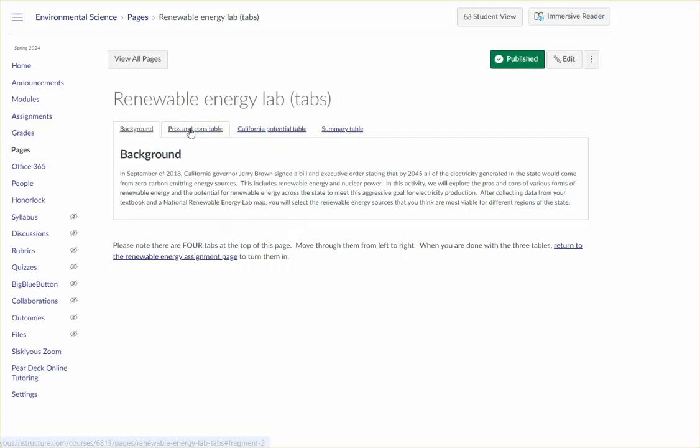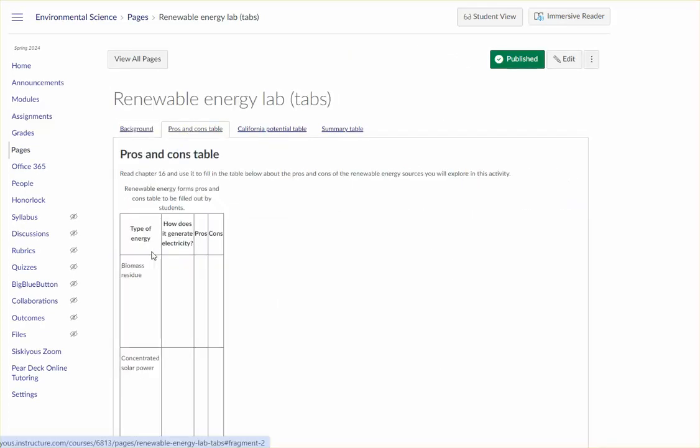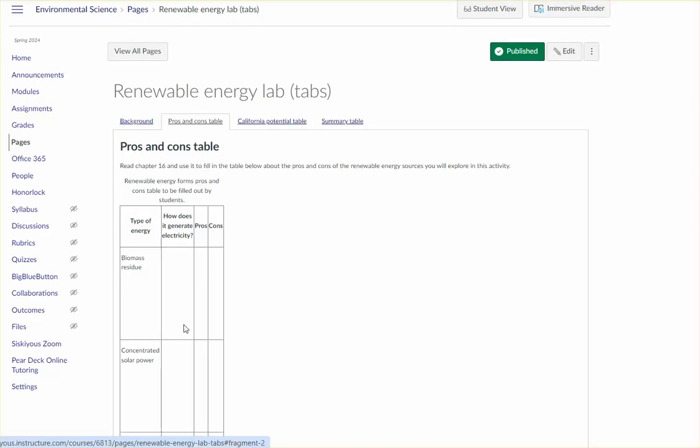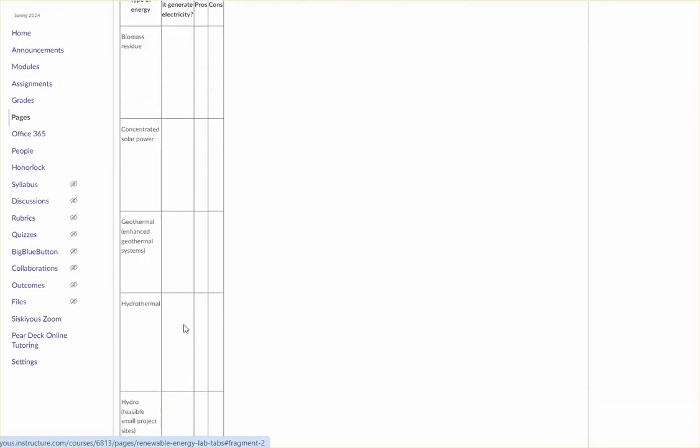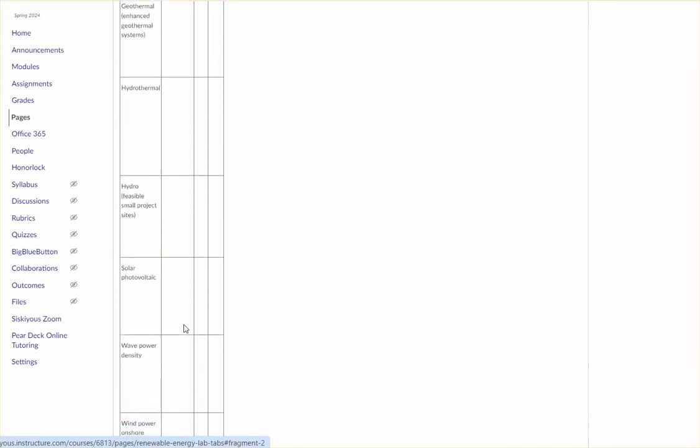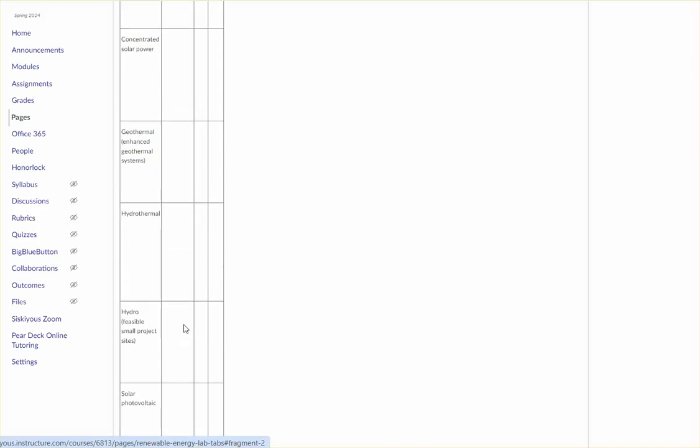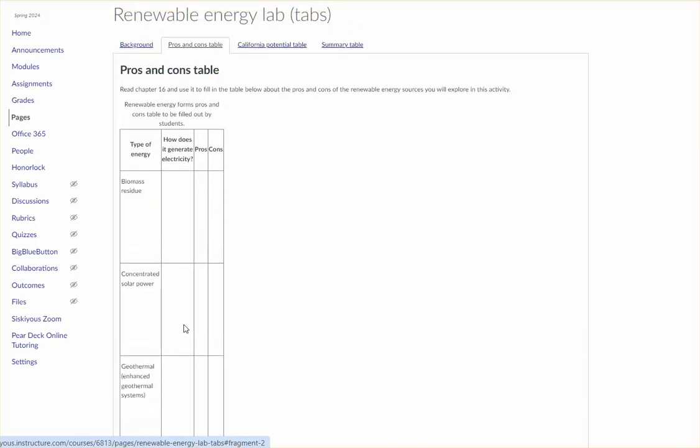You will see a pros and cons table in the first tab. This would be a great thing to fill out early in the week before you make your initial discussion posts to help you organize and make sure you understand what we mean by each of these forms of energy, and then some of the pros and cons.